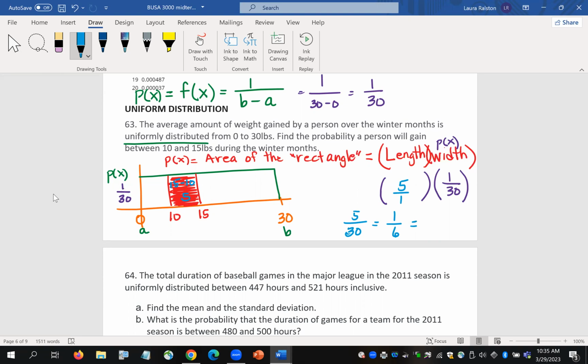And 1/6 as a decimal would be 0.166 repeating. So we're going to round to 7. Again, it doesn't indicate what to round to. Typically, for probability, we do 4 places.